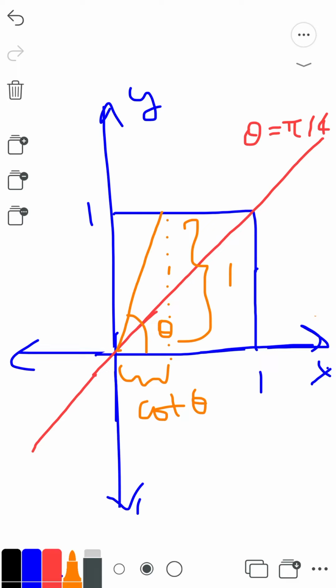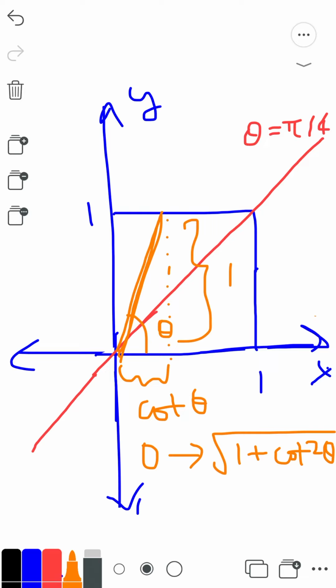And so r, of course, will start from 0, and then it will go all the way up to this whole line here. So this will go from 0 to the square root of 1 plus cotangent squared of theta, using the Pythagorean theorem. And so 1 plus cotangent squared is cosecant squared, and the square root of cosecant squared is cosecant of theta. So r will go from 0 to cosecant of theta for theta between pi over 4 and pi over 2.